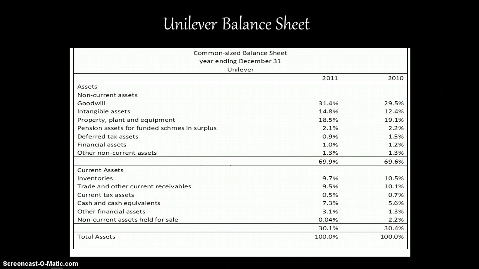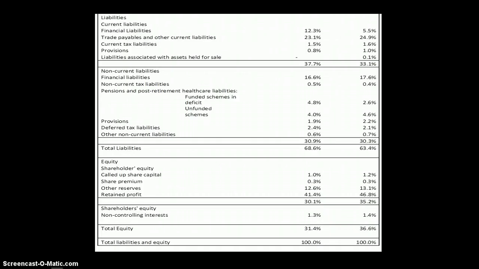Current assets, their cash and cash equivalents went up from 5.6% to 7.3%. And this is the liabilities and owner's equity. As you can see, liabilities as a whole went up by almost 4%. There was an increase in the financial liabilities on Unilever's accounts. This could be for many different reasons. They could have acquired something else or just have more accounts payable that they have due.